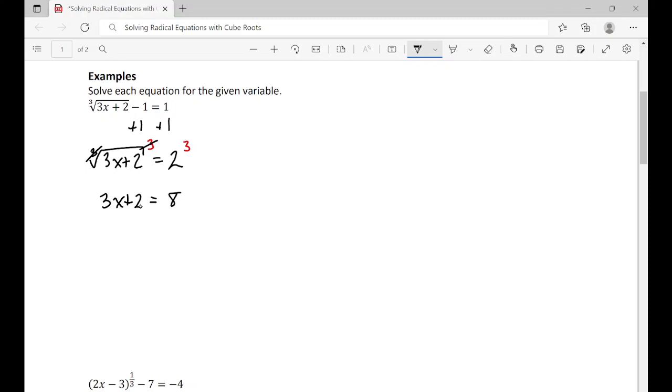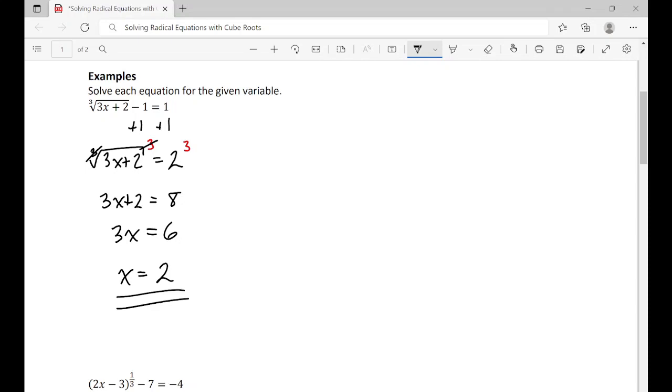Here, very simple. Just solve what's left over. Subtract the 2 over. So 3x equals 6. And then divide by 3. x is going to equal 2. And since I don't need to check it because it's an odd index, here is my answer.